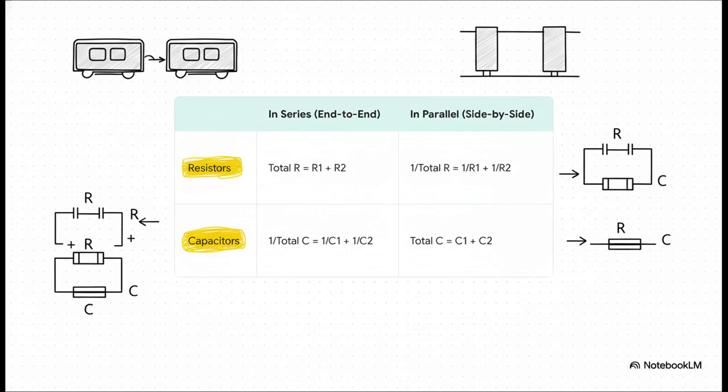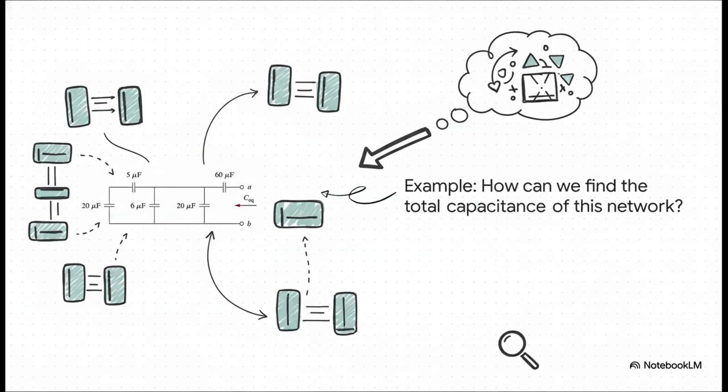But here's where it gets a little weird. Resistors and capacitors behave in completely opposite ways. You put resistors in a chain, in series, and their resistance just adds up. Simple. But with capacitors, it's when you put them in parallel that their storage capacity adds up. Kind of funny, right?